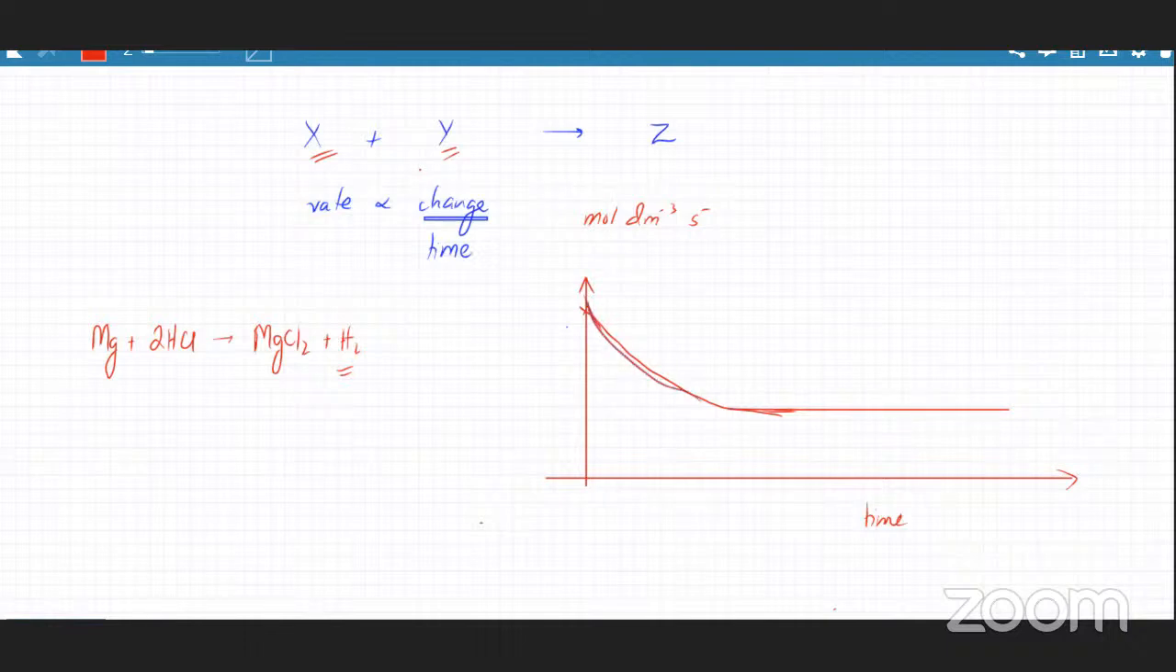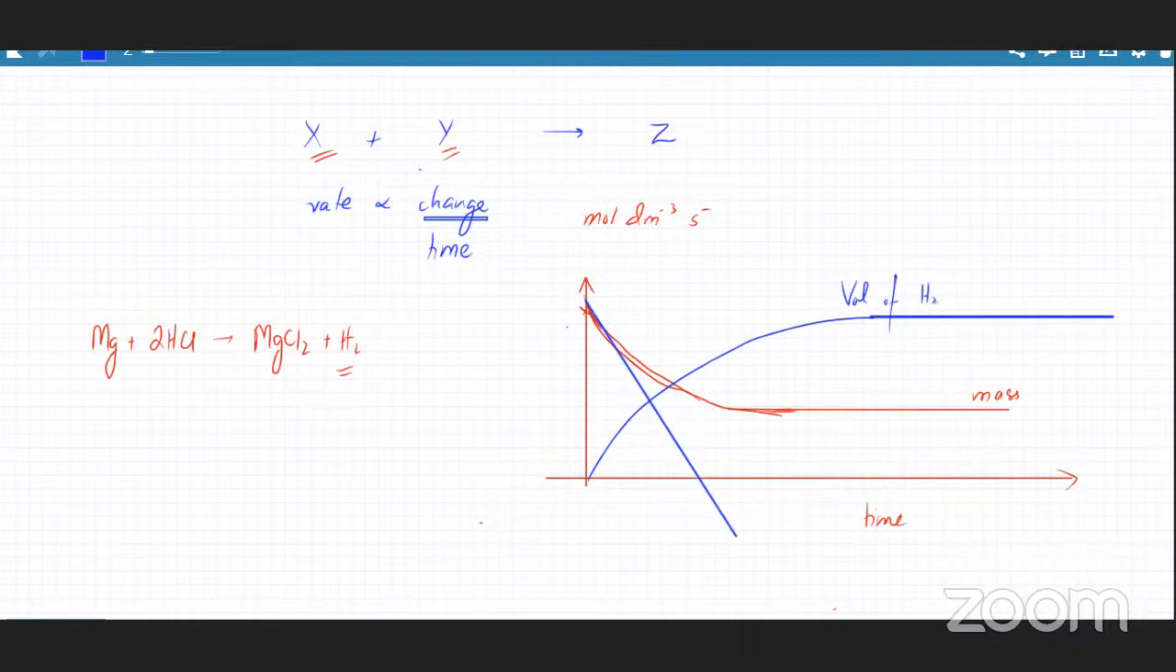We can also measure the volume of H2 produced. The mass would be decreasing, but the volume of H2 produced would be increasing, and at a certain point it would become constant. But sir, isn't that kind of misleading because in one graph the initial rate is negative and in the other one it's positive? So do we only consider the magnitudes? You always consider the magnitudes, not the direction of the change.